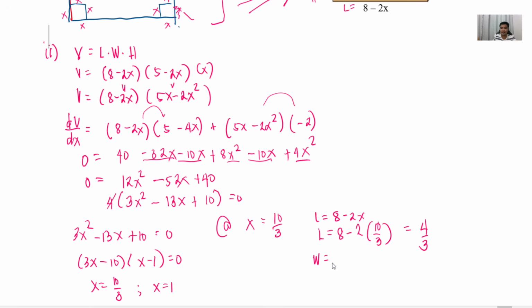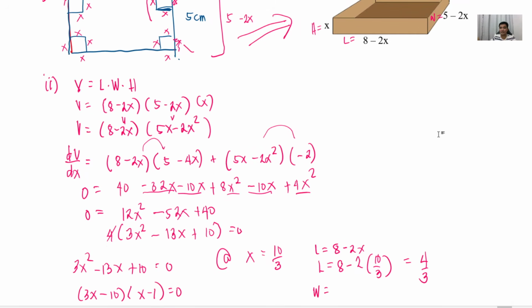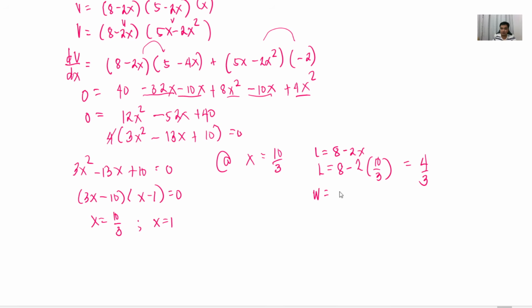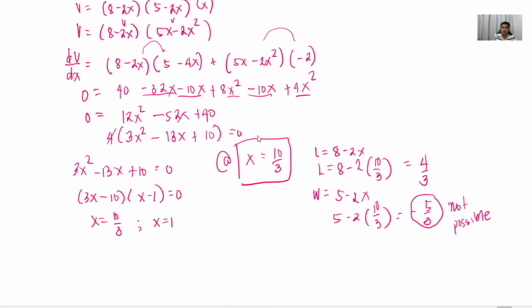Ang width natin is 5 minus 2x. Diba? So, 5 minus 2x and that is equal to 5 minus 2 times kung ang x natin ay 10 all over 3, that will give us negative 5/3. Class, now, meron bang negative na dimension? Okay? So, that is not possible. And if it is not possible, therefore, class, itong value ni x na 10 all over 3, this is not acceptable. Okay? So, mag-stop ka na dyan.